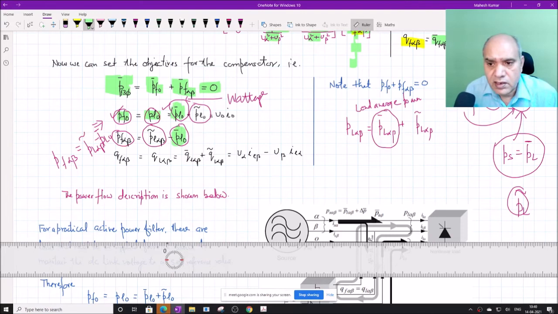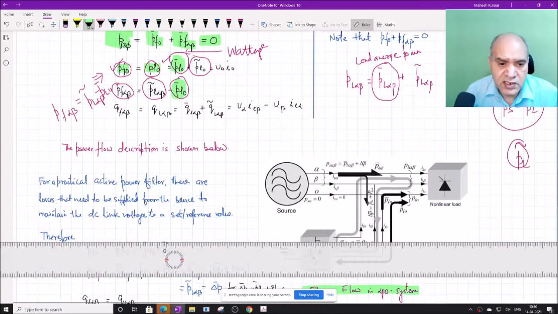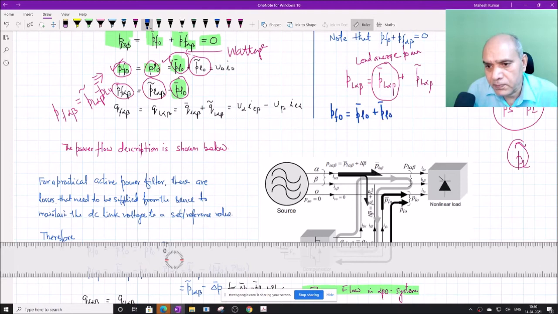If you sum these together, then the total active instantaneous power of the filter is equal to zero. Average power is zero. I hope you are getting me. For example, if you see it here, in this particular case, if I set this value PF0 equal to PL0 bar plus PL0 tilde, and I am saying PF alpha beta equal to PL alpha beta tilde minus PL0 bar, if I sum it, then this will be zero.